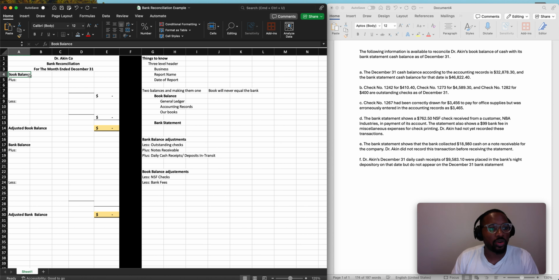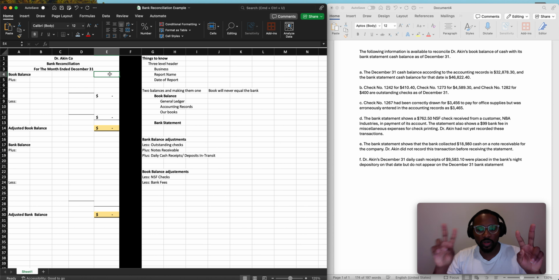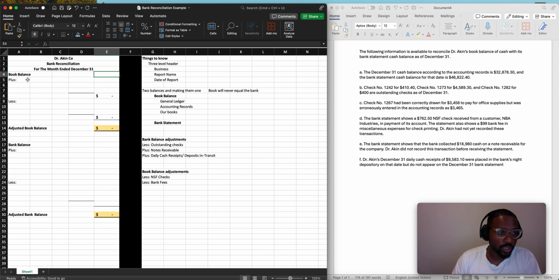All right, so the goal is that we're going to take two different numbers, and we're trying to make them one. Now, I want you to think about, how do we do that? How do we take two numbers and make them one? Well, we're going to have to add some things, which is the plus section. We're going to have to subtract some things. Quite simple. So there's going to be a plus and a less section for each section. So for the book balance, it's going to be plus and less. For the bank, it's going to be plus and less, okay?